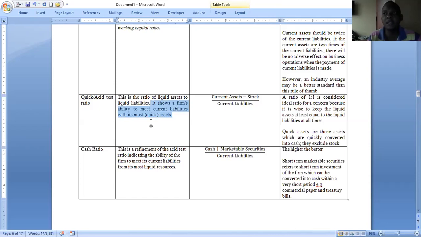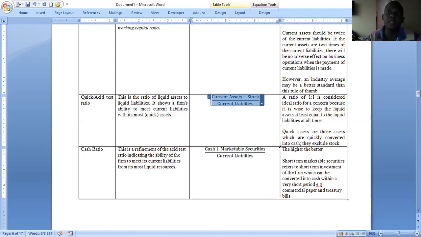The quick assets is equal to the current assets minus stock. So therefore, the quick asset test ratio is equal to the current assets minus stock divided by current liabilities. So the higher the quick ratio, the higher the liquidity of the business.